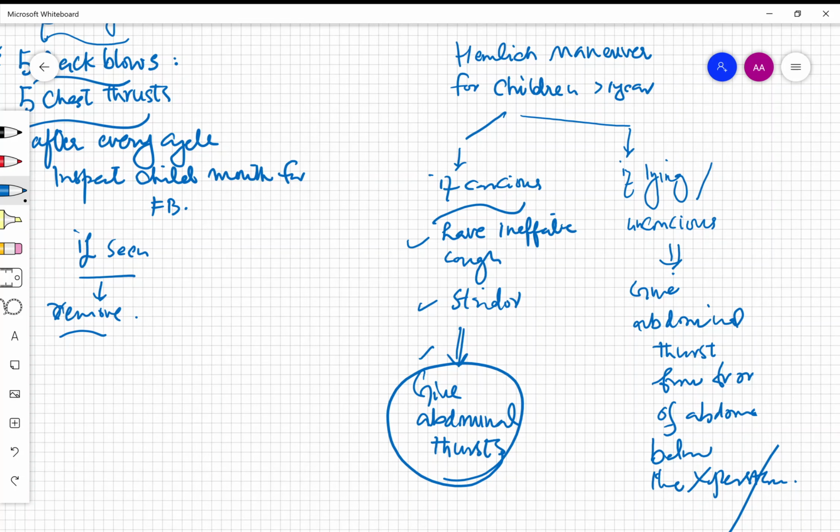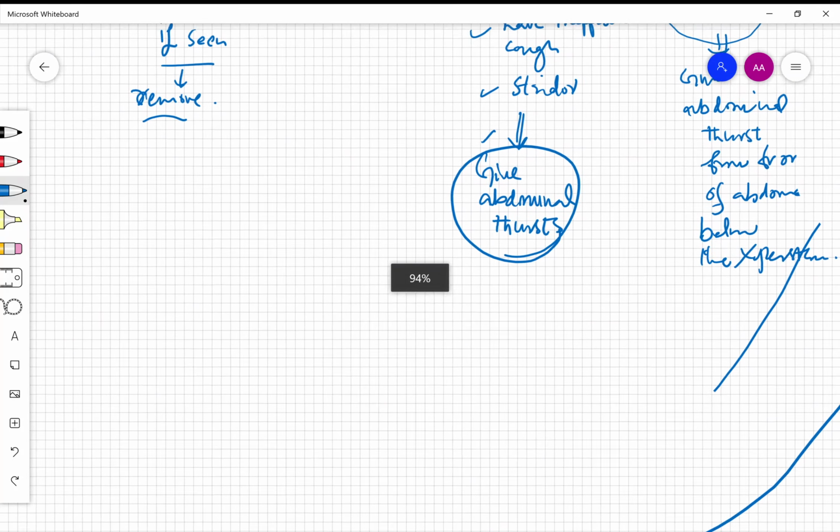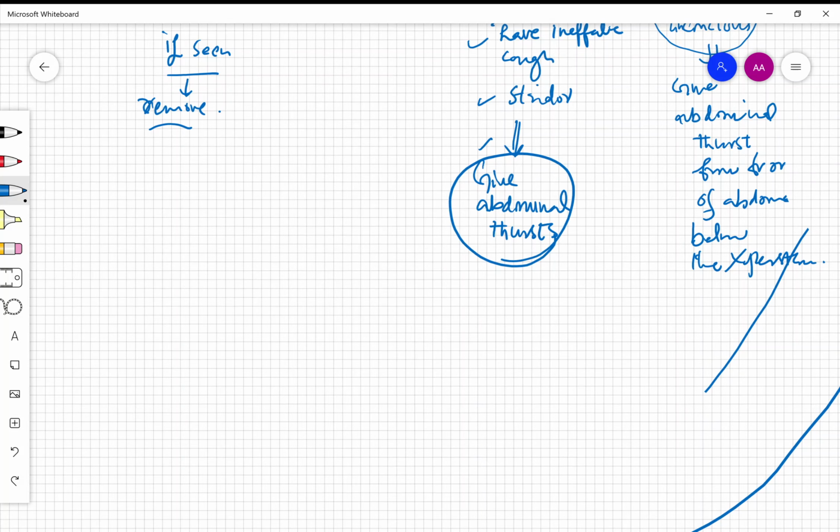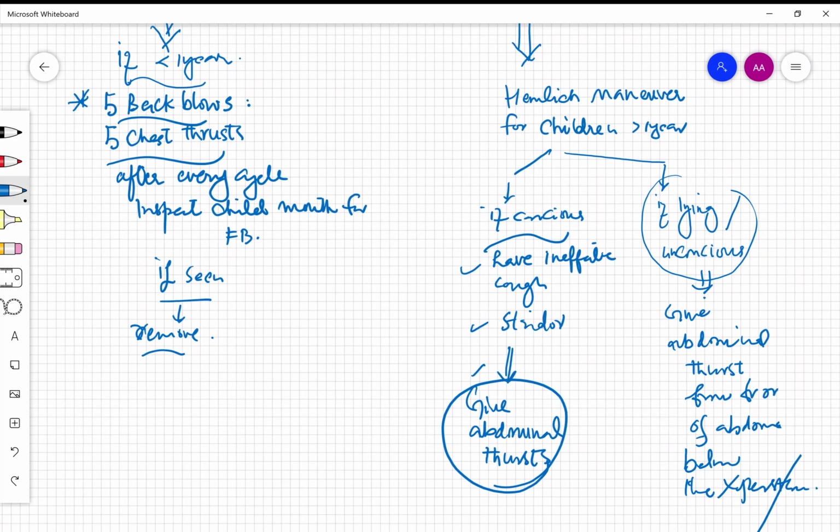And if he lies unconscious, then what do we do? Abdominal thrust just below the xiphisternum, and we push the abdomen up. The basic thing is, if the child is unconscious and not breathing or unable to breathe, then you have to go the CPR pathway. Otherwise, the Heimlich maneuver, back blows and chest thrusts are recommended in different age groups.